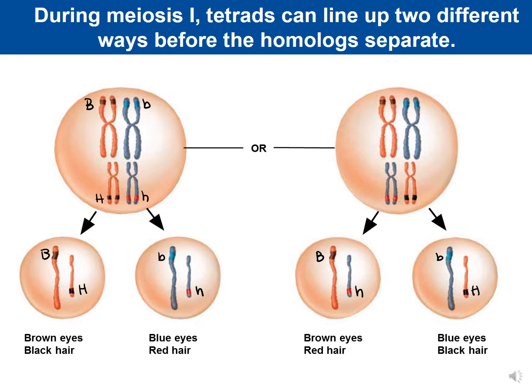Now, if you think about this, for this one there are two homologous pairs. What that tells us is that there are 4 possible gametes. If you're trying to figure out the number of different gametes, you can use a formula that is 2 to the n power, where n is the number of homologous pairs.